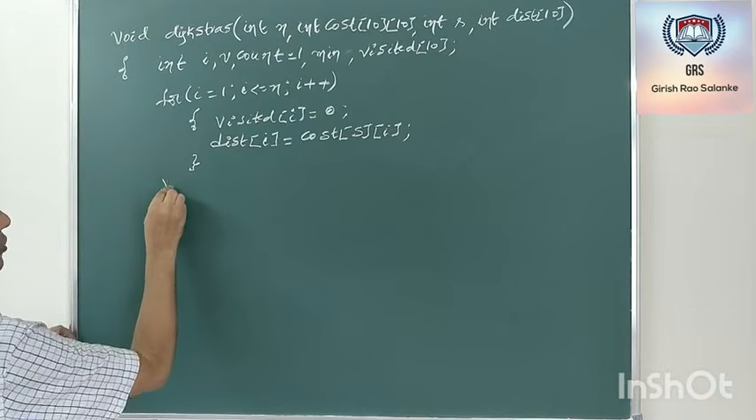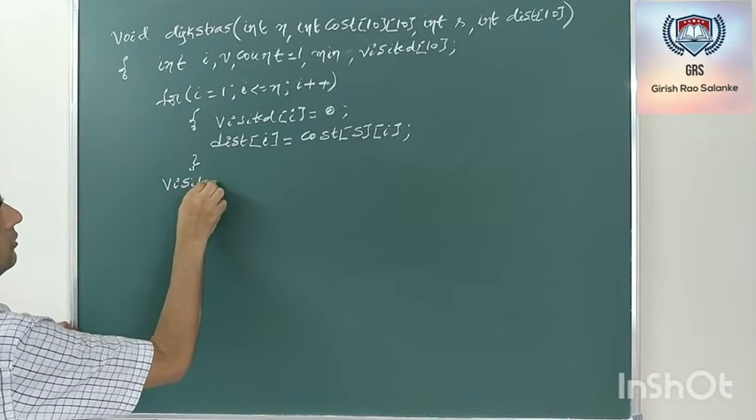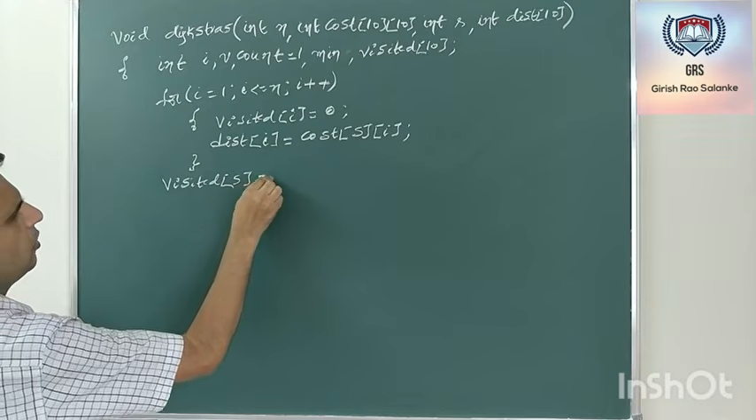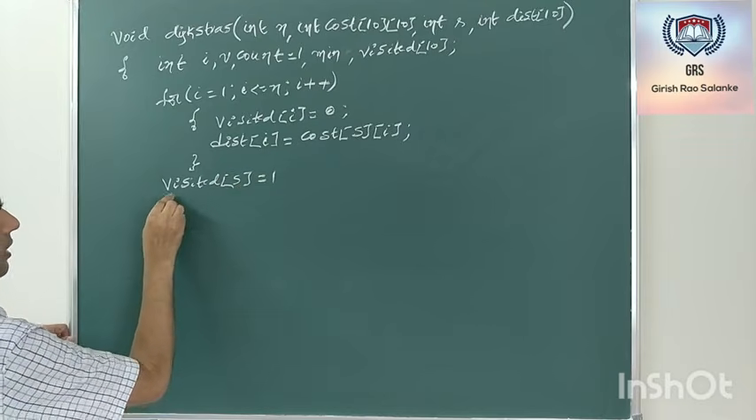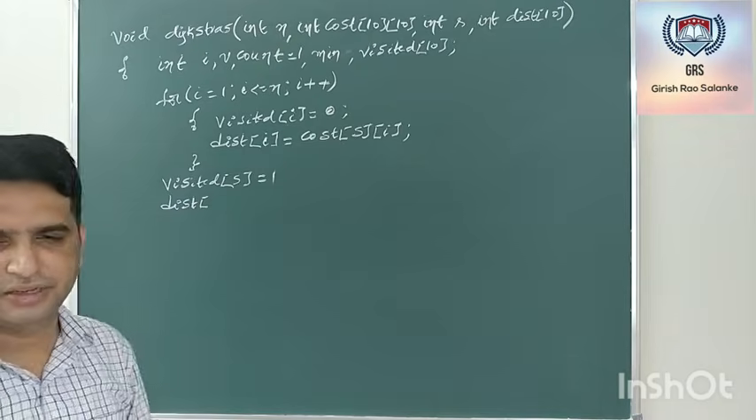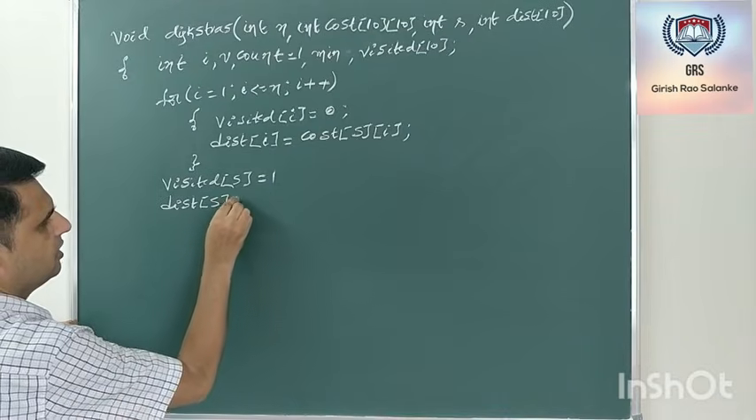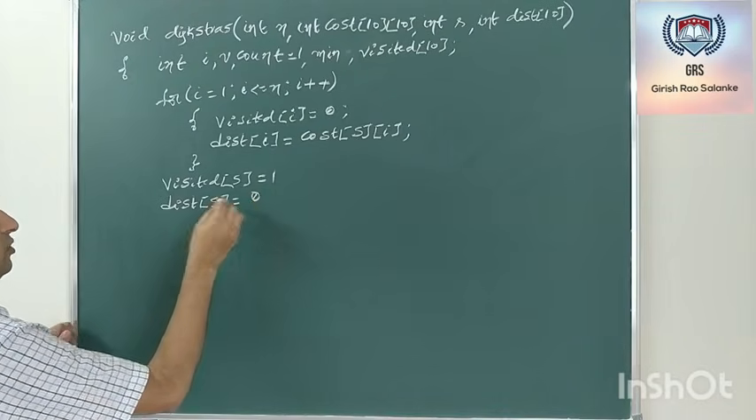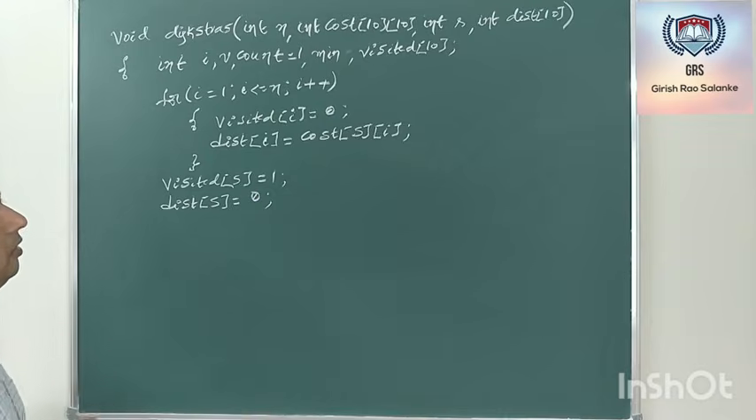Now I will mark source vertex as visited. Visited of S is equal to 1 and I will make a distance of source. What is the distance of source vertex? Distance from source to source vertex is always 0.